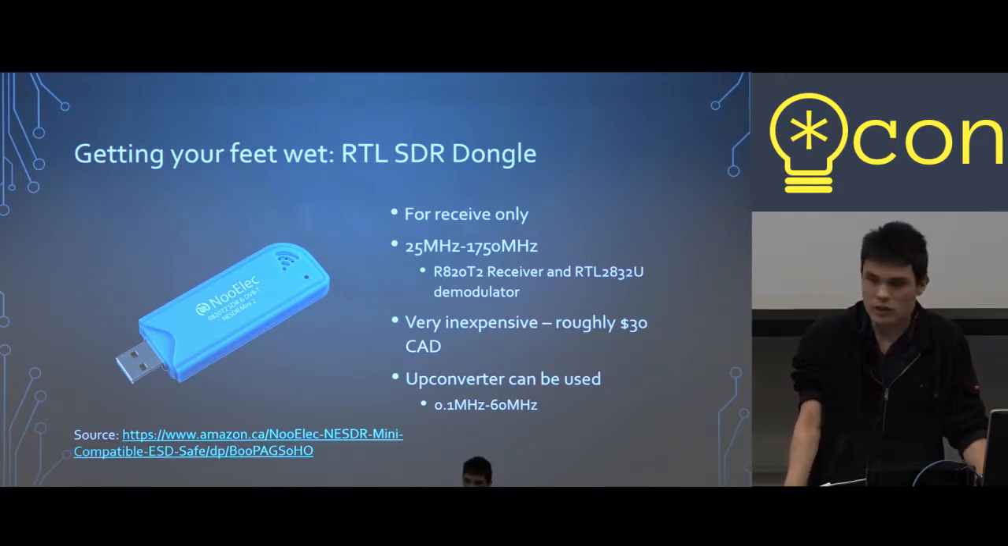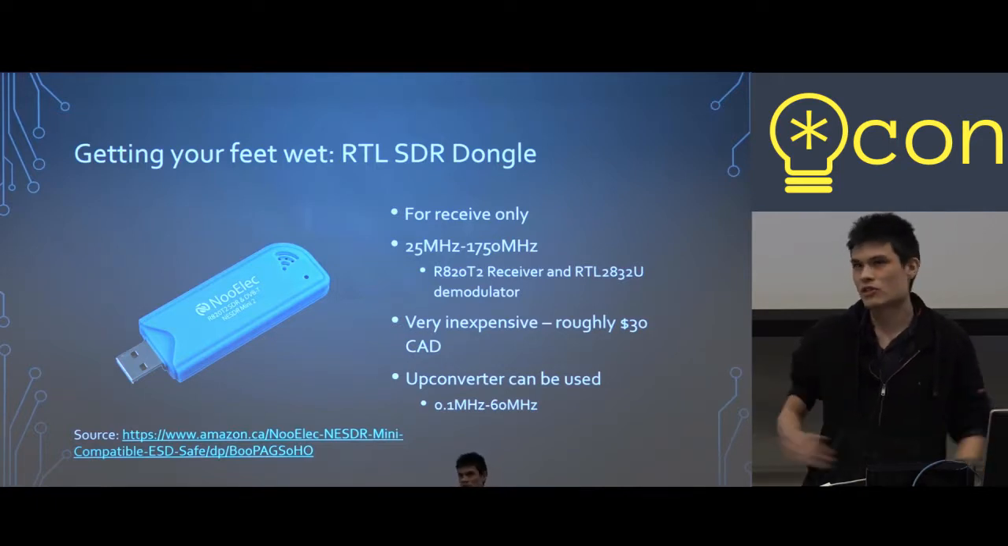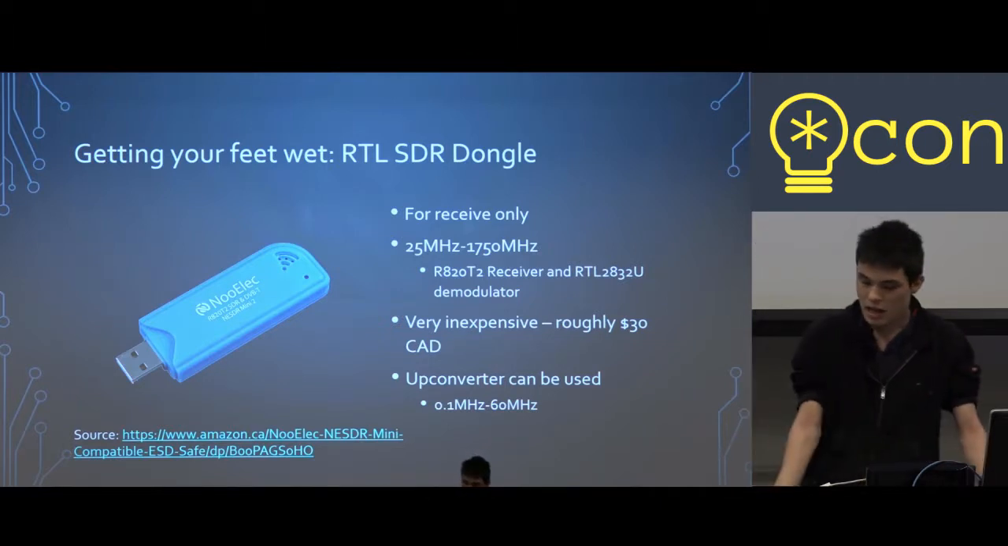It can be used on the frequencies between 25 megahertz and 1750 megahertz. It was originally developed to receive European digital TV, but it was discovered a few years ago via reverse engineering that it could actually be used to sample the raw radio waves, and thus could be used as an entry-level SDR. You can get it from Amazon for about $30, so it's not going to break the bank.